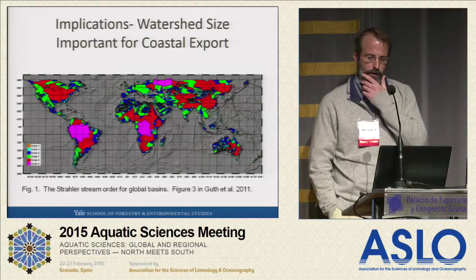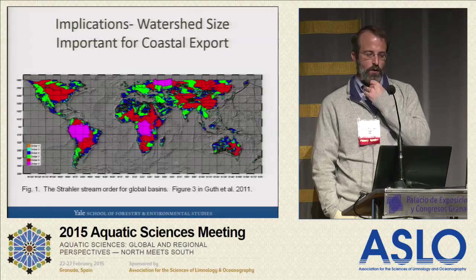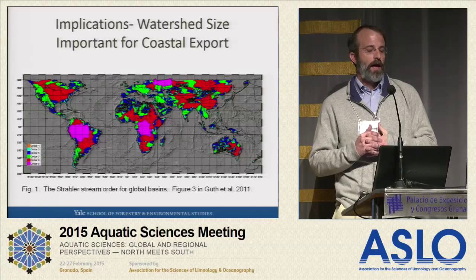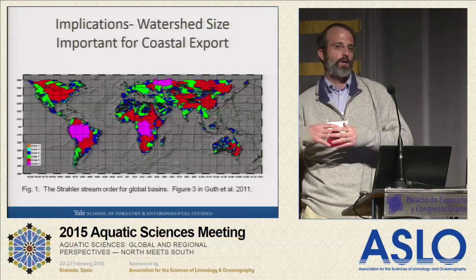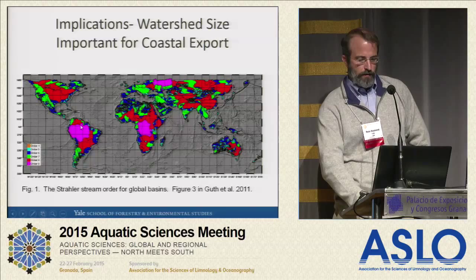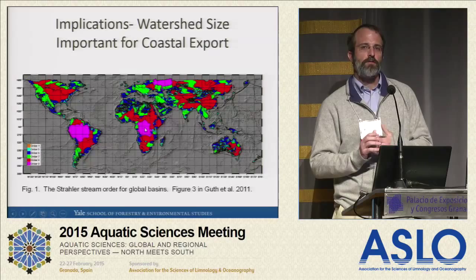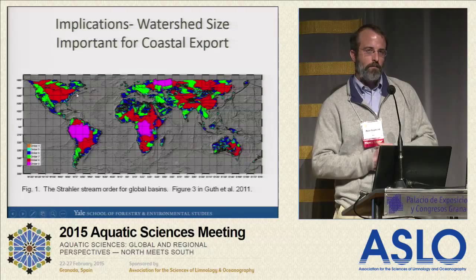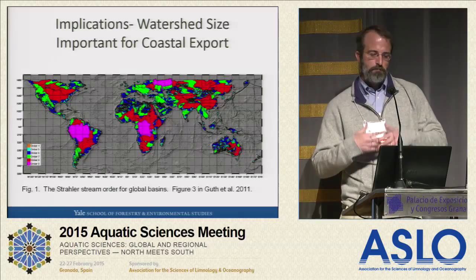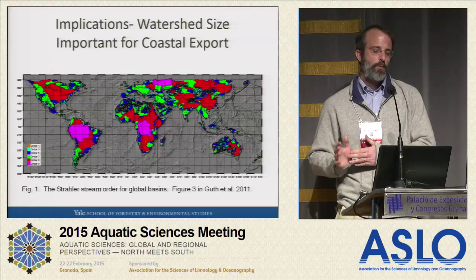I think this is a really cool figure. This one is by Guth et al. in 2011. What he tried to do here was show the size of the watershed at its terminal point. So this is the stream order of watersheds around the globe when they terminate either into the coast or into a closed inland water basin. And there are some very important, very large rivers, right? And the large rivers are going to act more like passive pipes than smaller systems. There are, however, portions of the globe, particularly areas like the Mid-Atlantic Bight, where there are no large watersheds. And I postulate that the small and medium-sized watersheds are going to be more like passive pipes and export a greater percentage of their terrestrial DOM to the coastal ocean and inland waters.